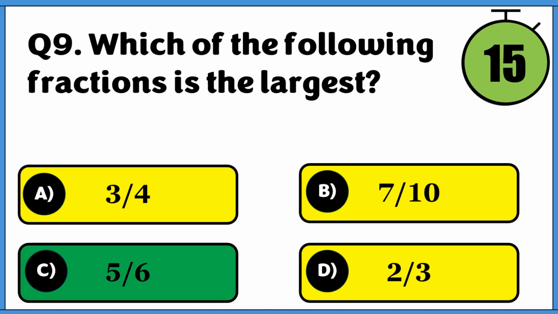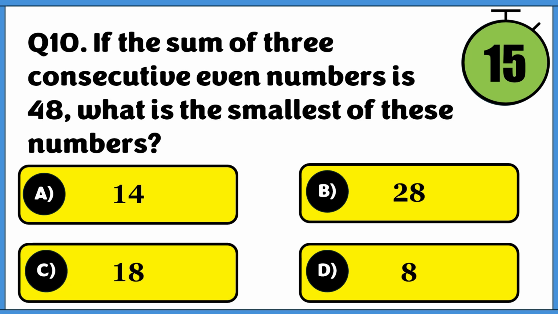The correct answer is C, 5/6. When converted to decimal, 5/6 is approximately 0.8333, which is the largest. Question 10. If the sum of three consecutive even numbers is 48, what is the smallest of these numbers? Is it A, 14, B, 28, C, 18, or D, 8?